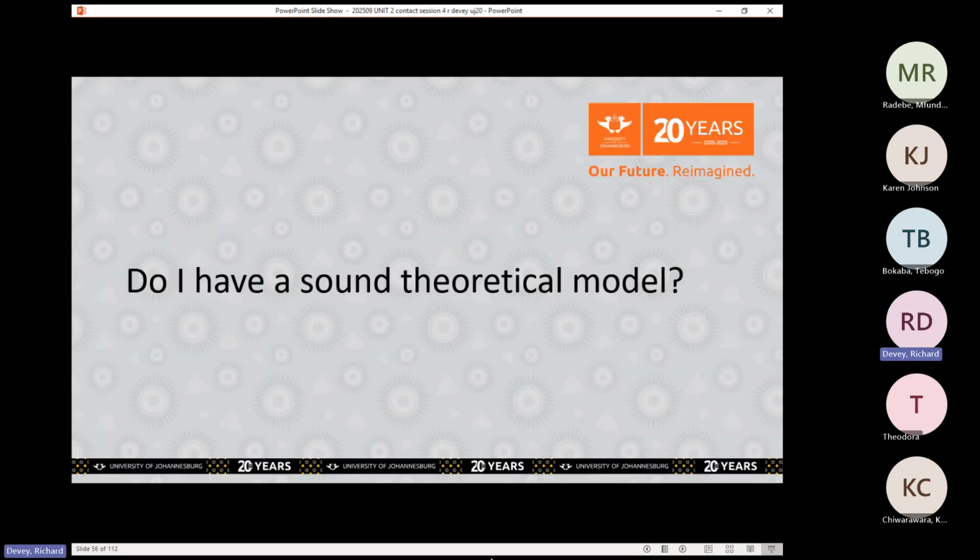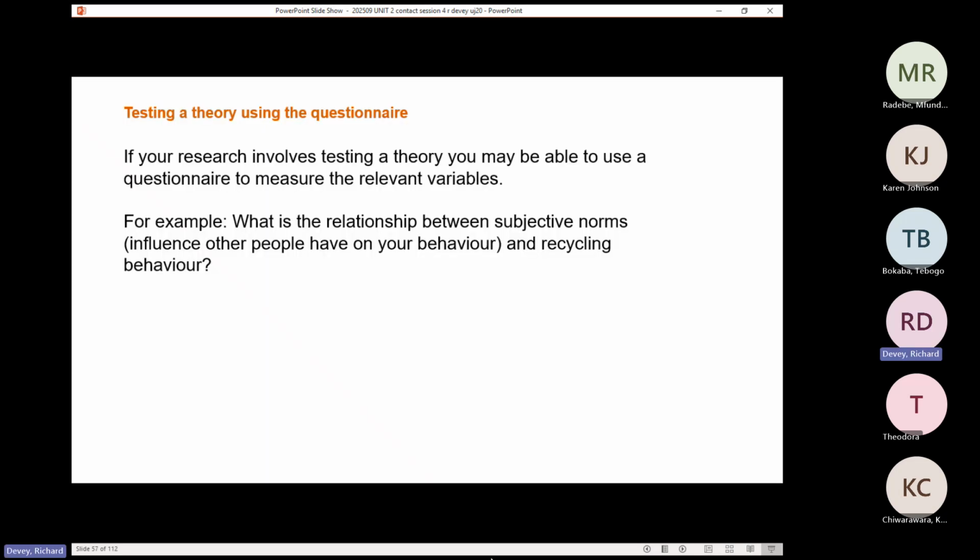Okay, do you have a sound theoretical model? I'm not going to spend much time on this because we've covered theory already. But if you're doing a quantitative project, there is a chance that you might be testing a theory with your study. To use an example, you might be asking the question, what is the relationship between subjective norms and recycling behavior, where subjective norms is the influence other people have on your behavior? So the theory might be that the more you're influenced by other people, the more likely you are to recycle.